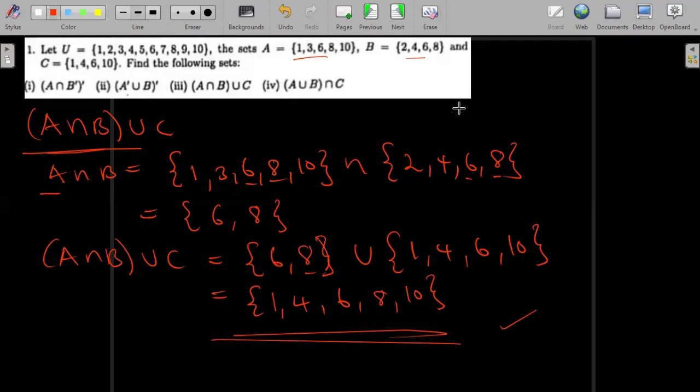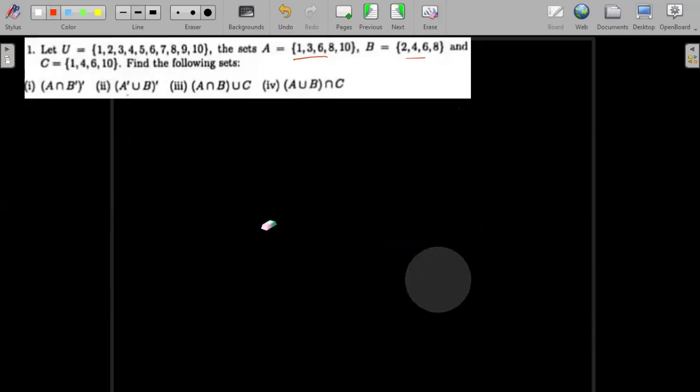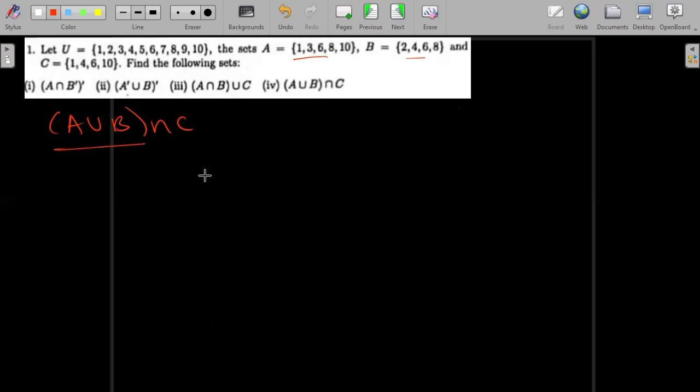Okay, we move on to part 4. Just a moment, I erase this. So part 4 is kind of the same thing. We just say A union B intersect C. So first find A union B, and A union B just means I'm bringing all elements of A and B together.